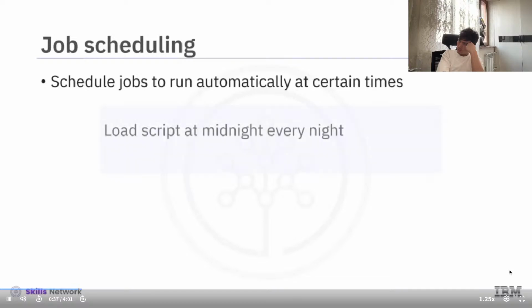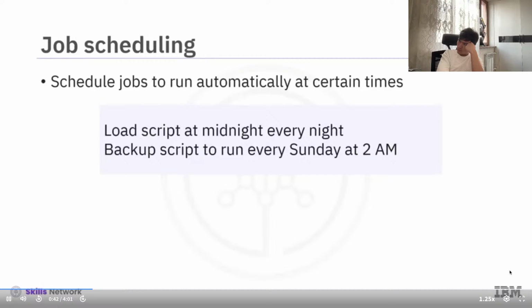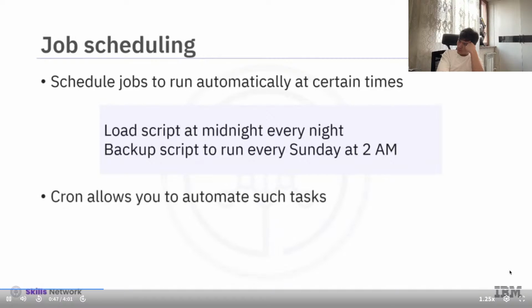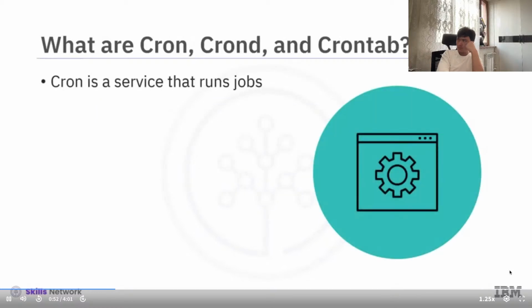For example, you may want to schedule a load script to run every day at midnight and a backup script to run every Sunday at 2 a.m. The cron utility on Linux and Unix-like operating systems allows you to do just that. Cron is the general name of the tool that runs scheduled jobs consisting of shell commands or shell scripts.